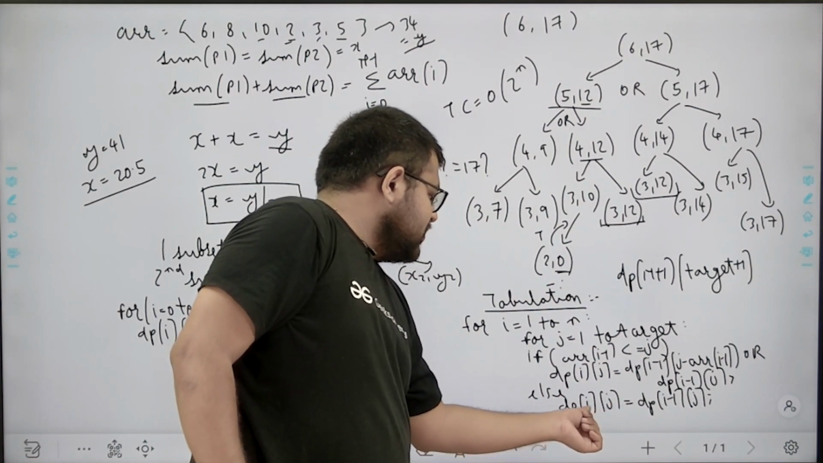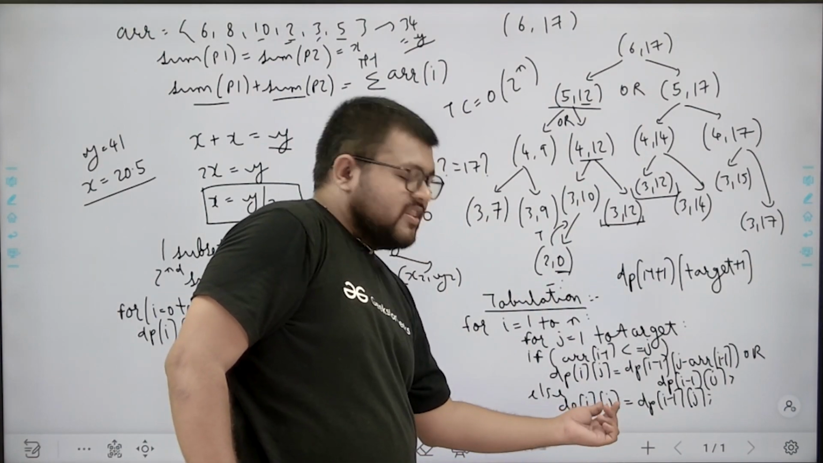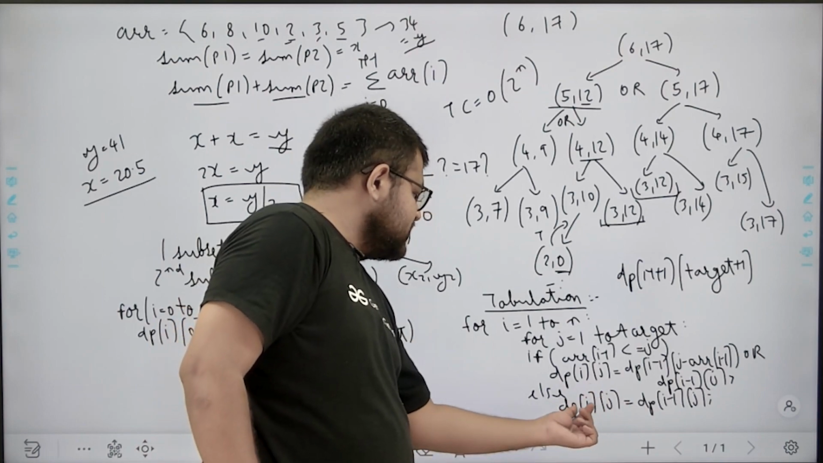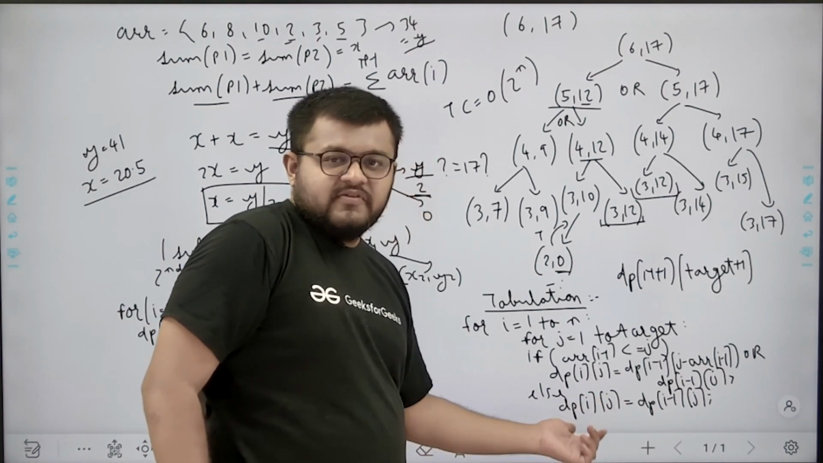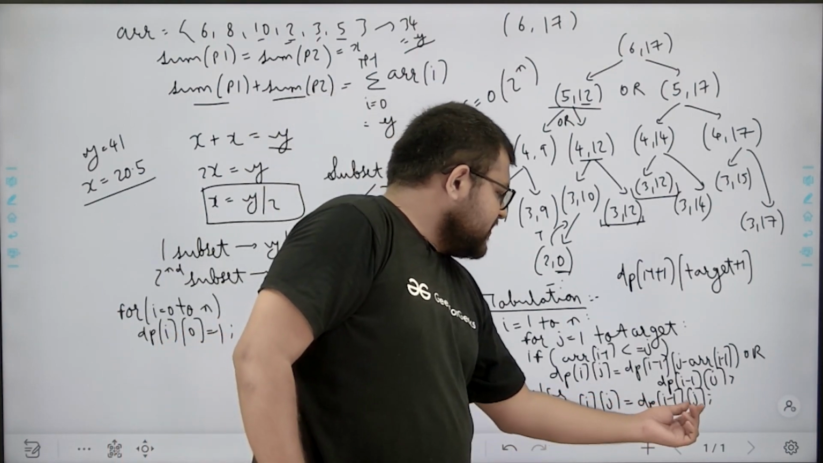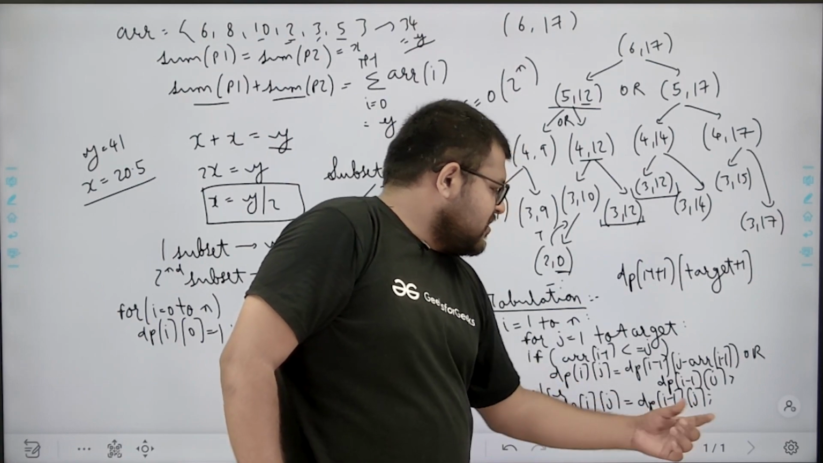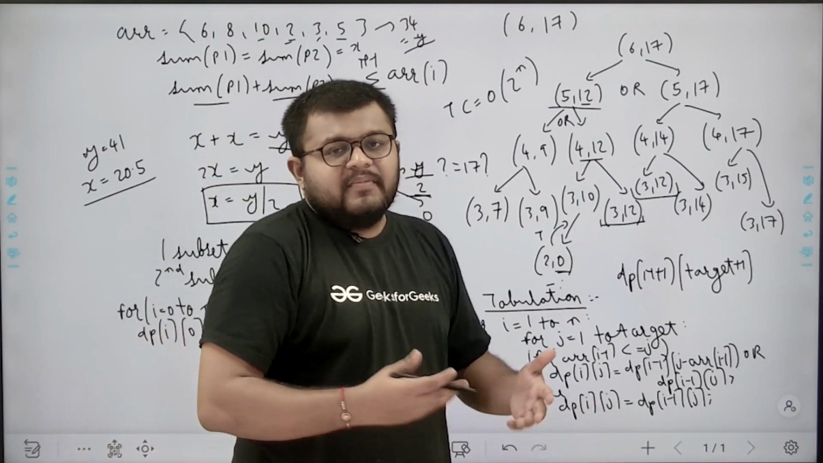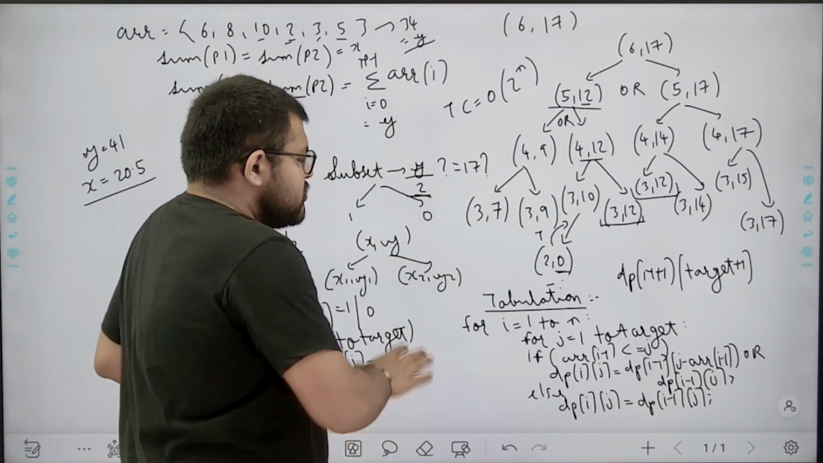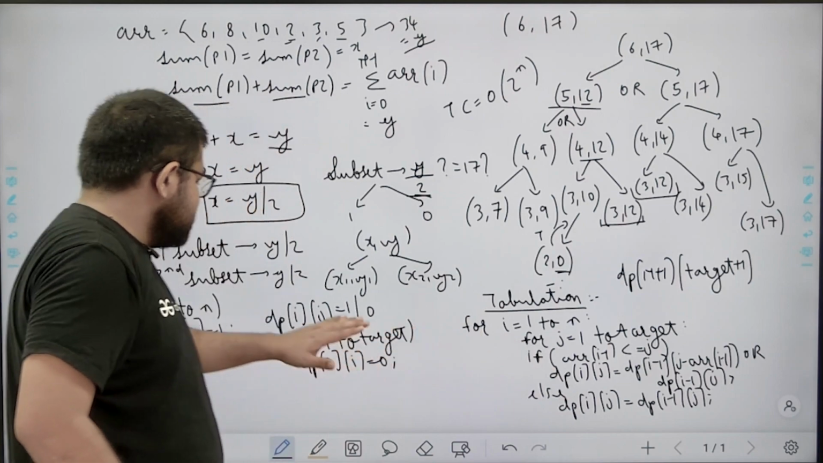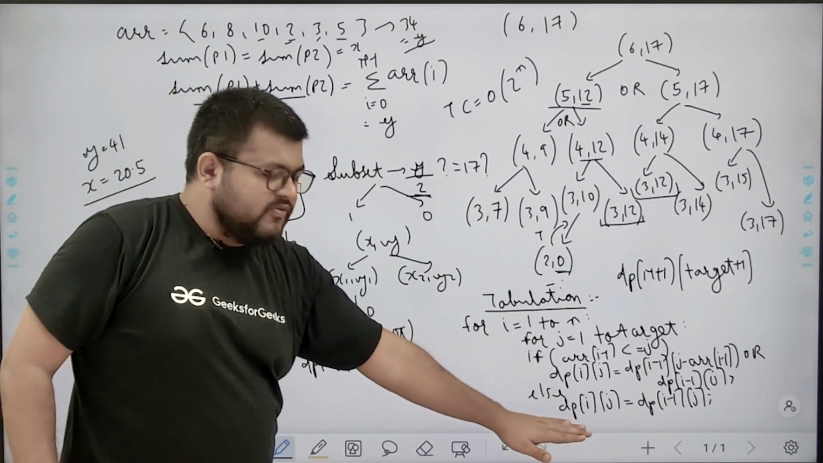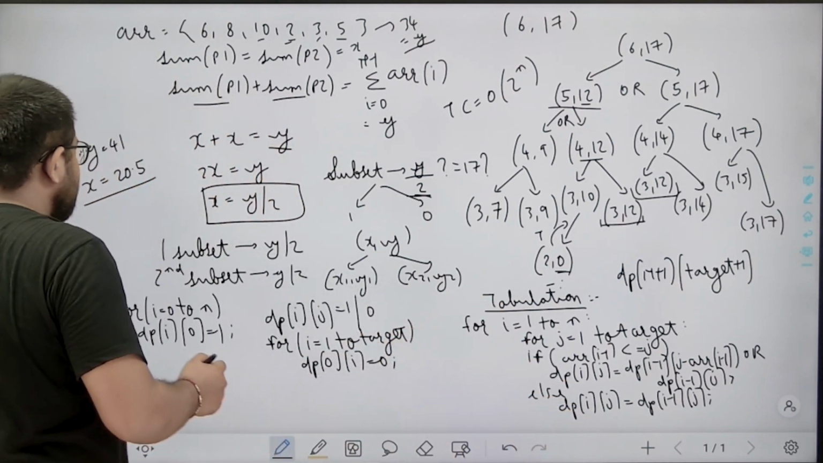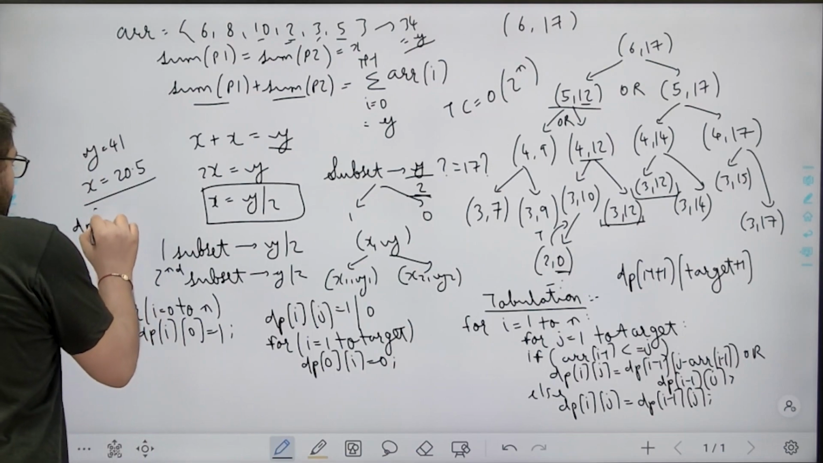Whether it is possible to get a sum of j using any of the subsets of the first i elements is equal to whether it is possible to get a sum j using any of the subsets of the first i minus 1 elements, because the ith element I cannot consider anyway. Okay, so we will fill this table using this. First we will fill the base conditions, then we will fill this table, and finally we will return dp of n and target.